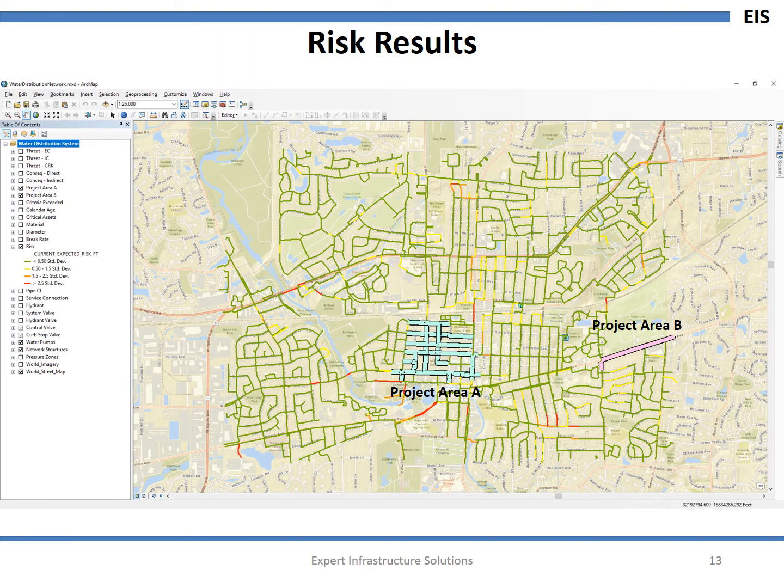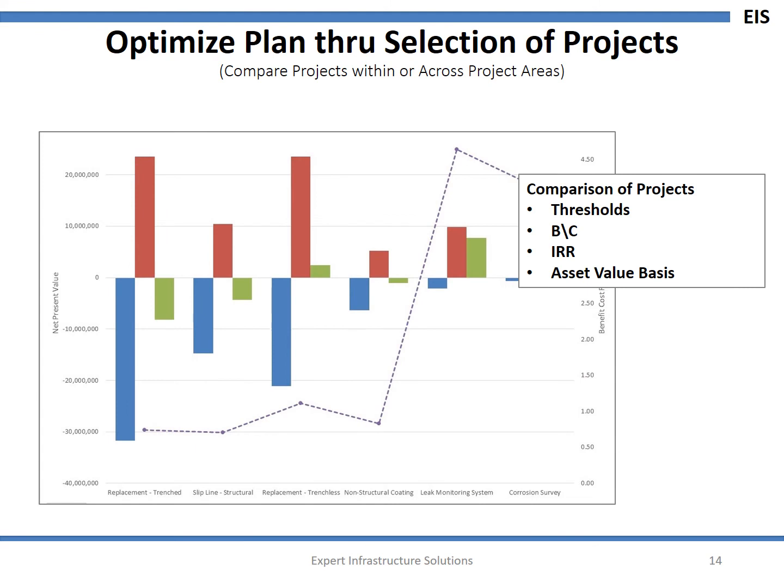Once these short-term spend levels are determined, logical project areas are then selected and project alternatives are evaluated using the same risk-based fundamentals and process. So different types of projects then for these areas are run through the risk model, and we generate benefit cost ratios, IRRs, discounted IRRs for the projects, and we compare these to the asset value basis and other threshold criteria to select the most favorable projects.